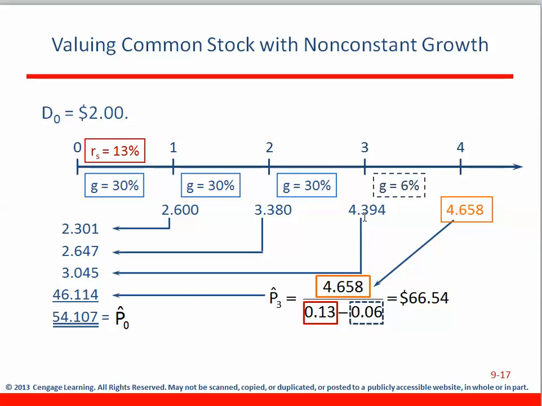So at this point in time, I calculate D4, so this is 4.394 times 1.06 is 4.658. So this is D4 over RS minus G, and that's 66.54. So this is the stock price at time 3, okay? And so I'm going to show you how to do this on the calculator, because I wouldn't actually discount the cash flows one by one like this.